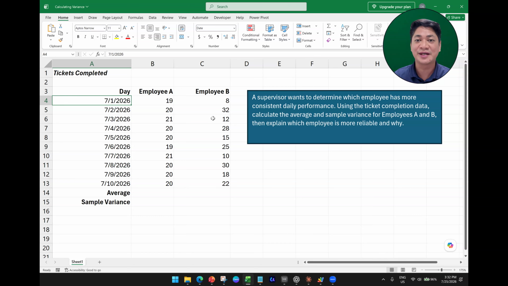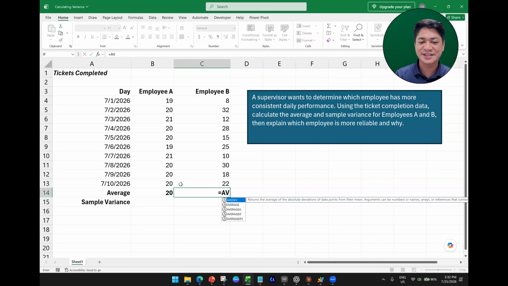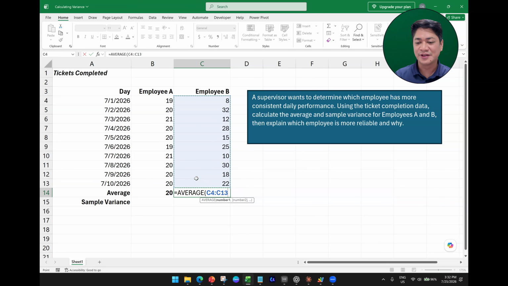So in this case, let's first find out if they share the same average. The average is simply equal AVERAGE, open parentheses, then get the cells. And now you have the average of this employee: he or she produces 20 outputs per day. Now we're going to apply the same formula to the second employee. You will see that this employee also has the same average.